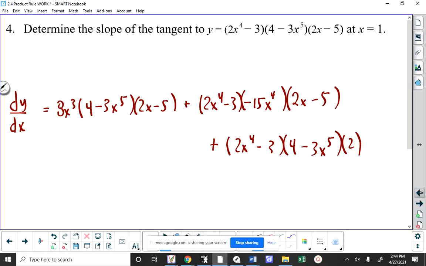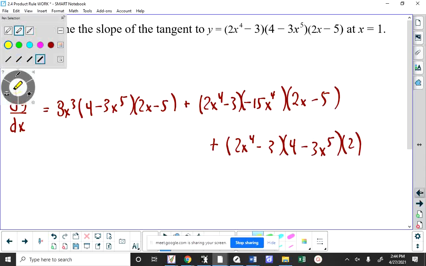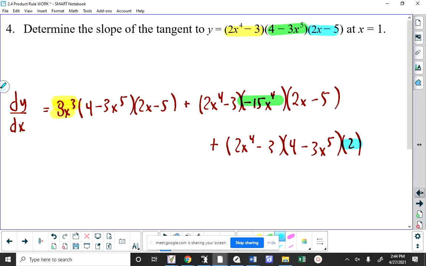So just to help you see this a little better, what I'm highlighting are derivatives of the 3 different pieces. Derivative of the first times the other 2, derivative of the second times the other 2, derivative of the third times the other 2. I'm double checking. There's a lot of numbers and x's here. Does it look okay?